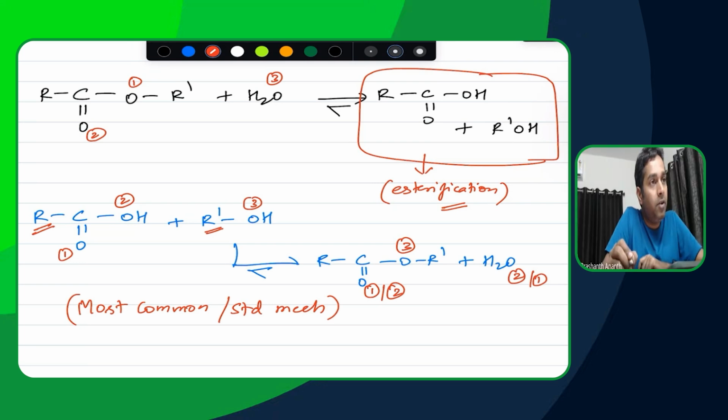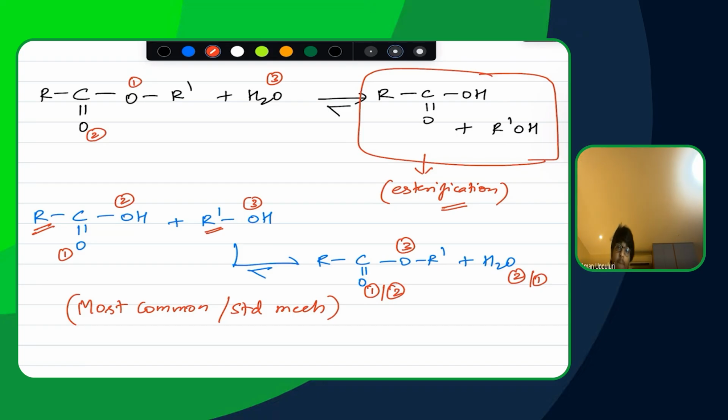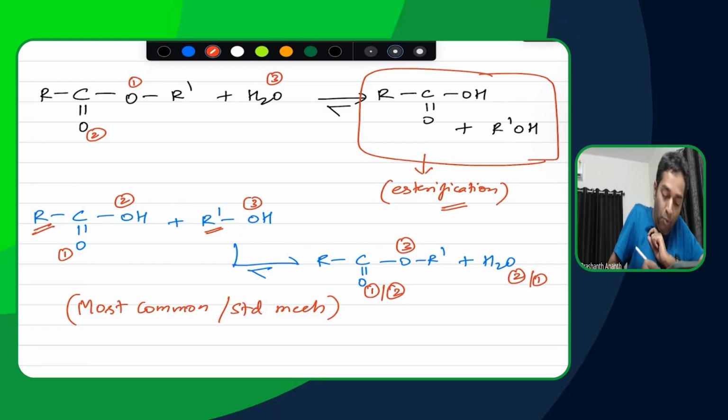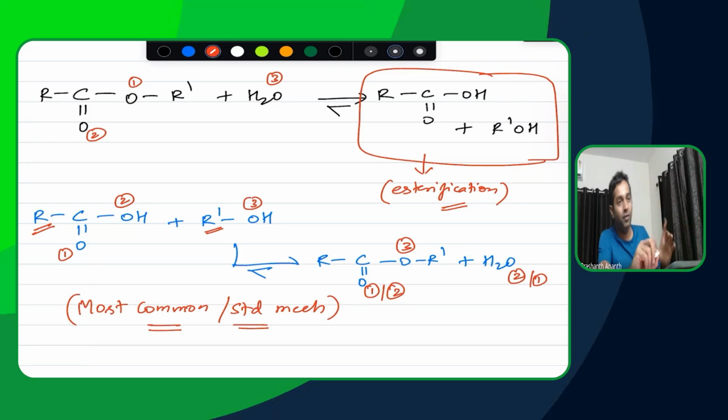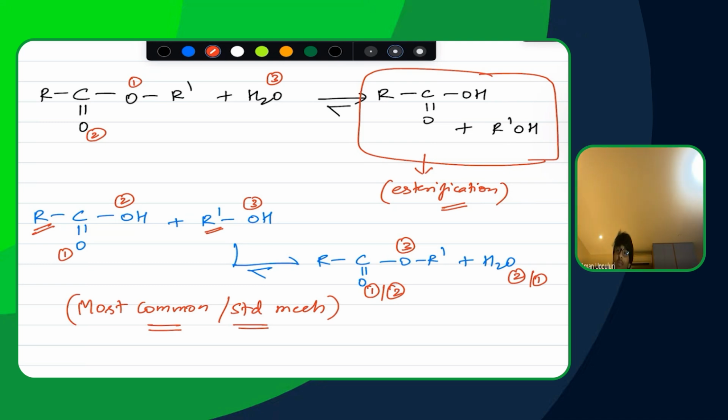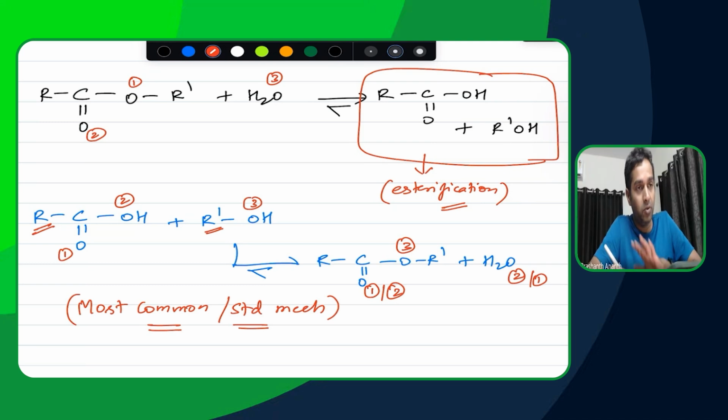You understand the idea now? Yes, sir. So the exact same will happen in reverse. This is for the most common standard mechanism, so this is what you memorize. Now there are going to be weirder cases where you have some funny mechanisms possible, but those are case specific scenarios, what you call exceptions. Think of it like that. This is going to be the default setting.